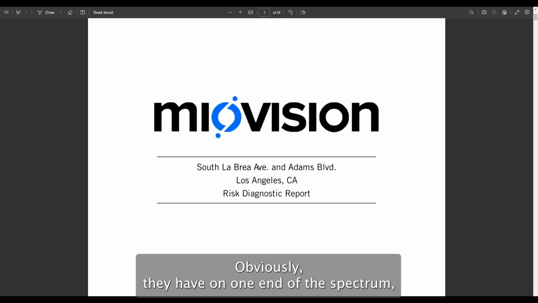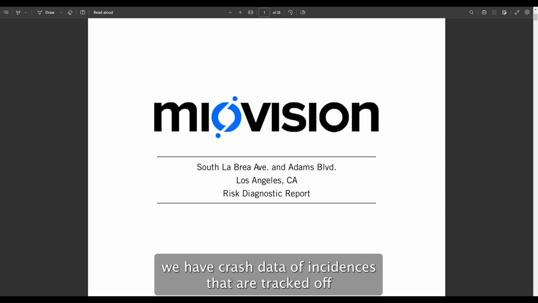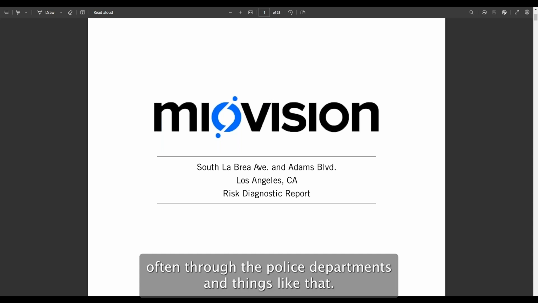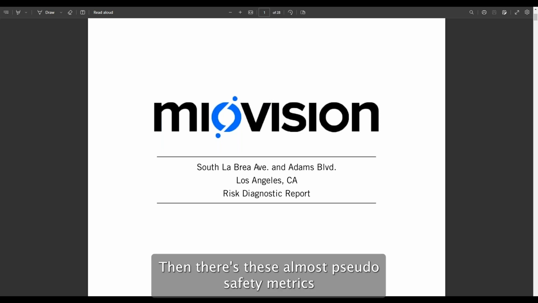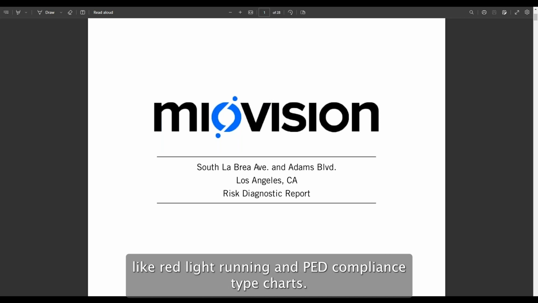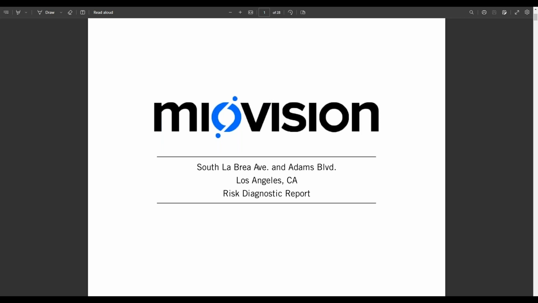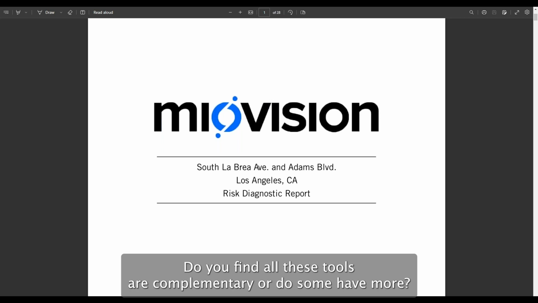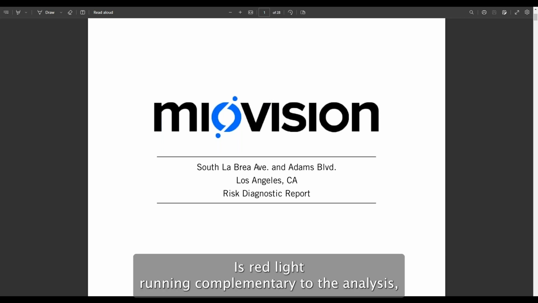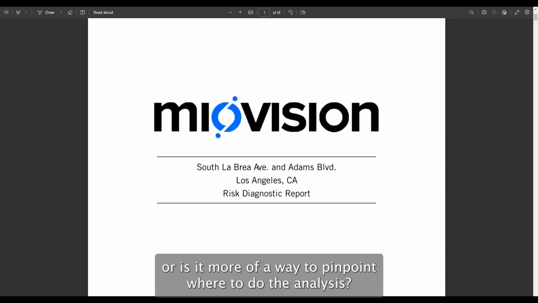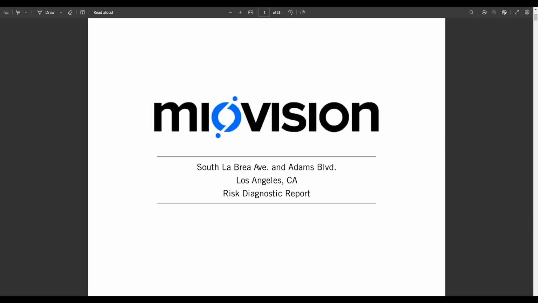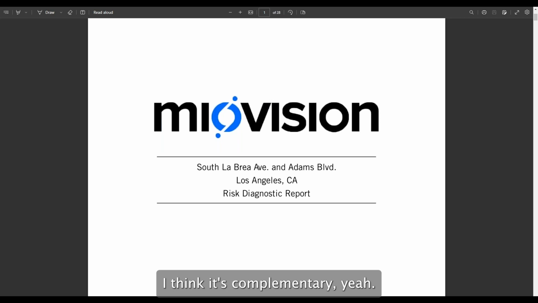Obviously, on one end of the spectrum, you have crash data of incidences that are tracked often through the police departments and things like that. Then there are these almost pseudo safety metrics like red light running and PED compliance type charts. Then right in the middle, where you actually can see what is happening, is the near miss analysis. Do you find all these tools are complementary, or do some have more? Is red light running complementary to the analysis, or is it more of a way to pinpoint where to do the analysis? I think it's complementary.